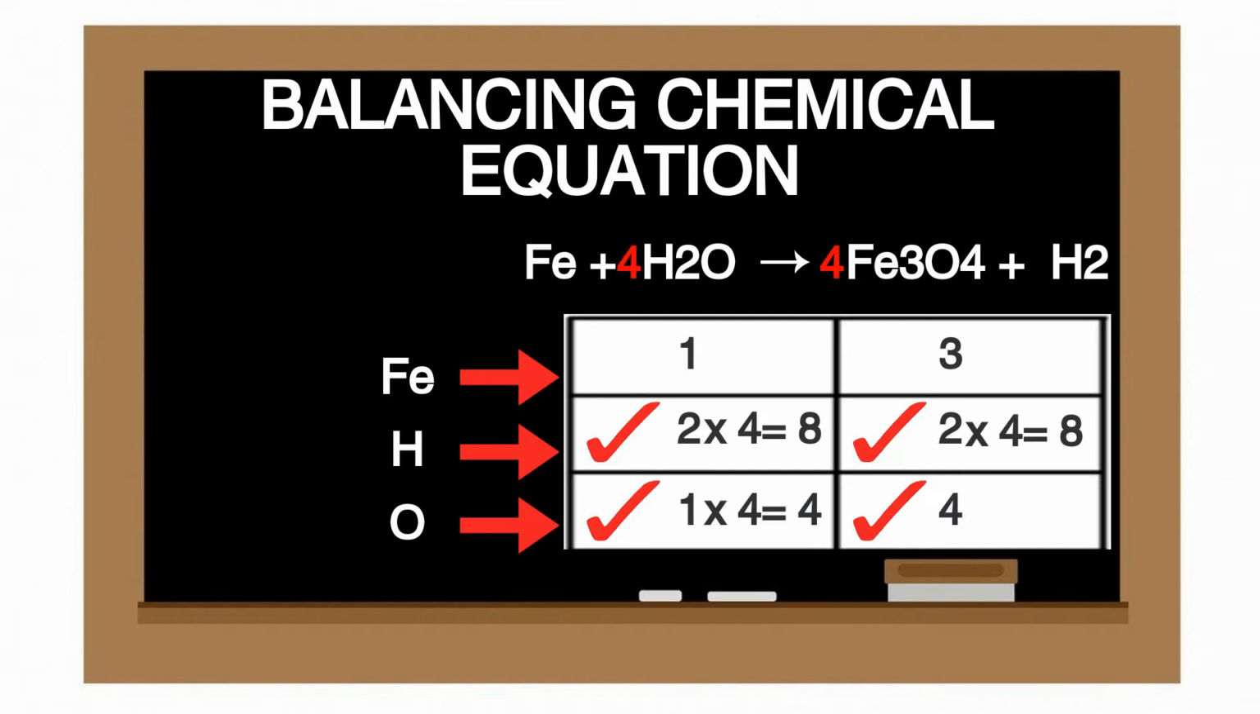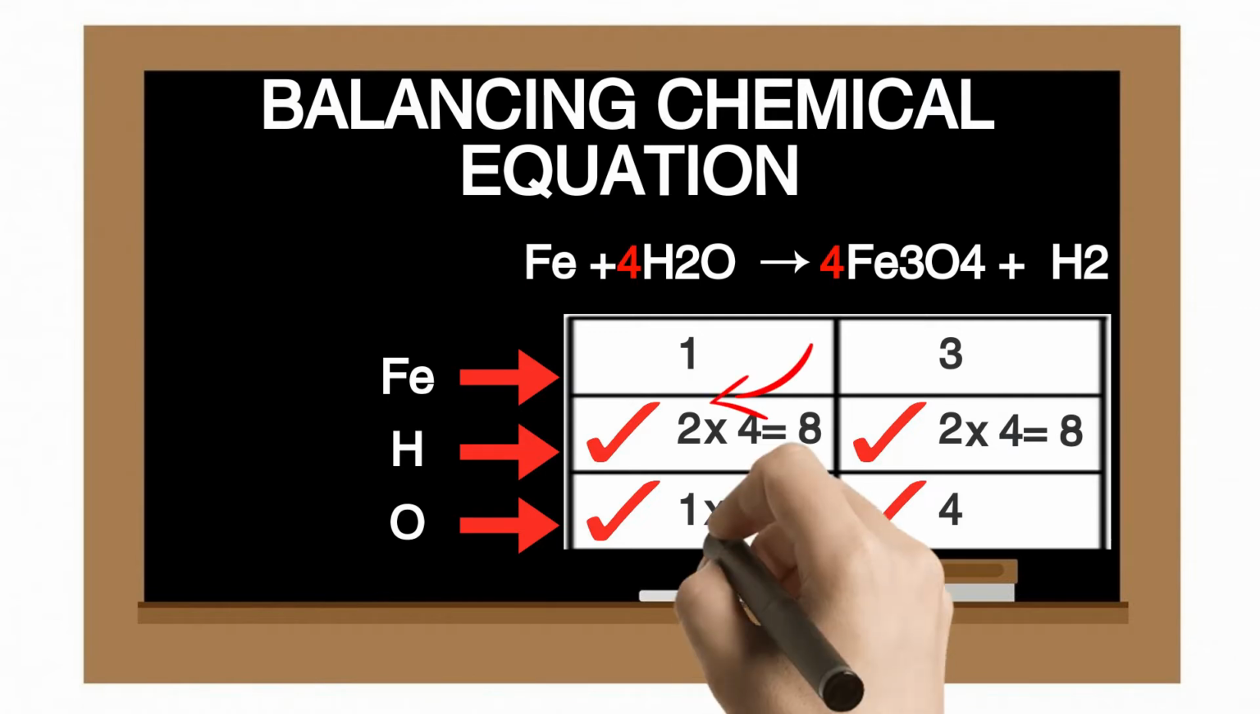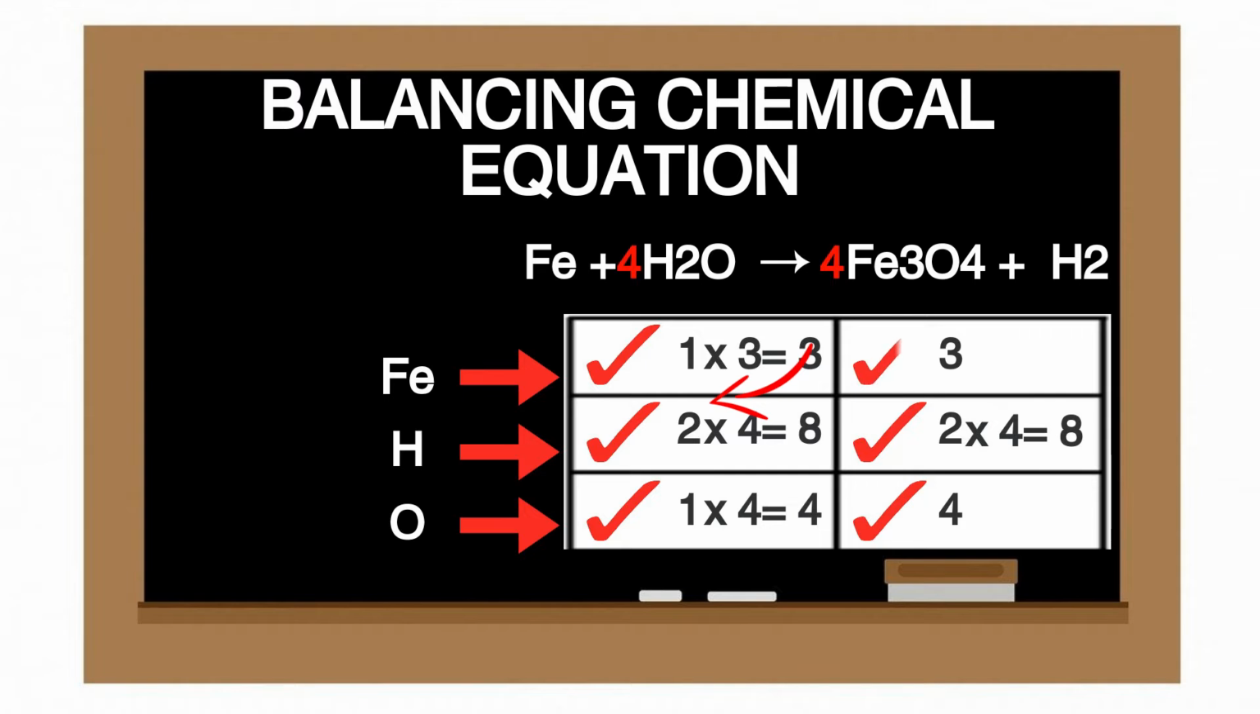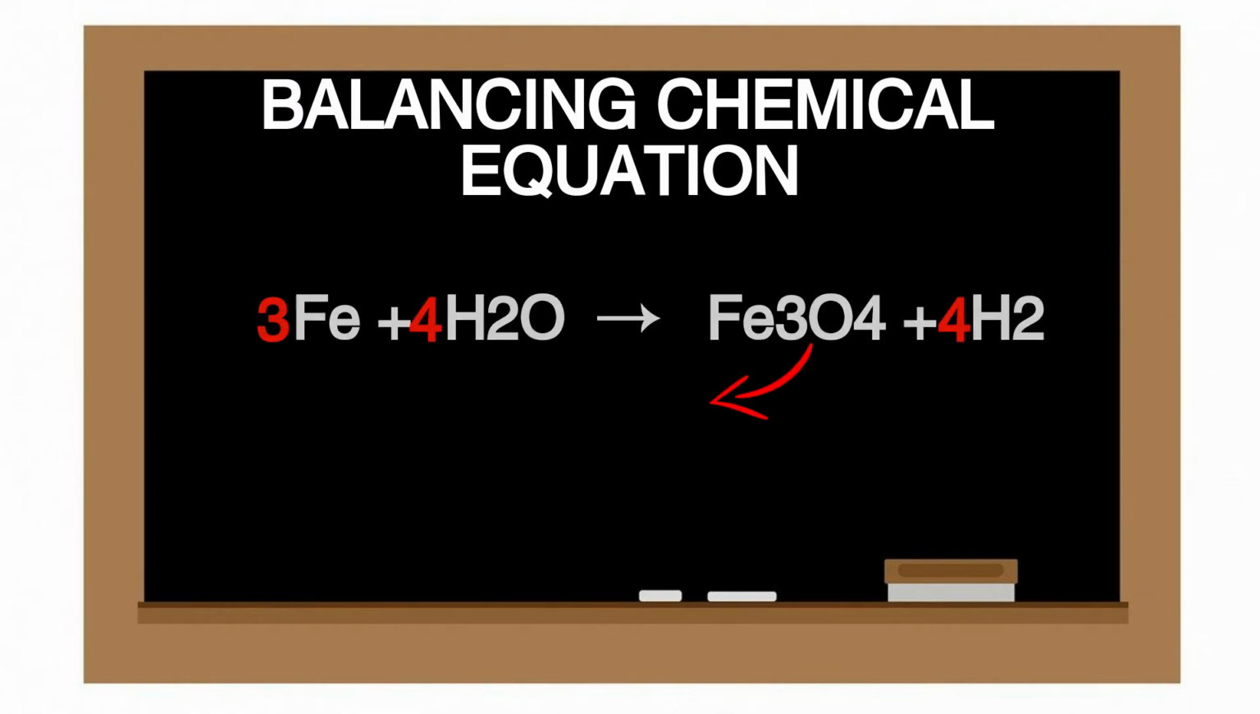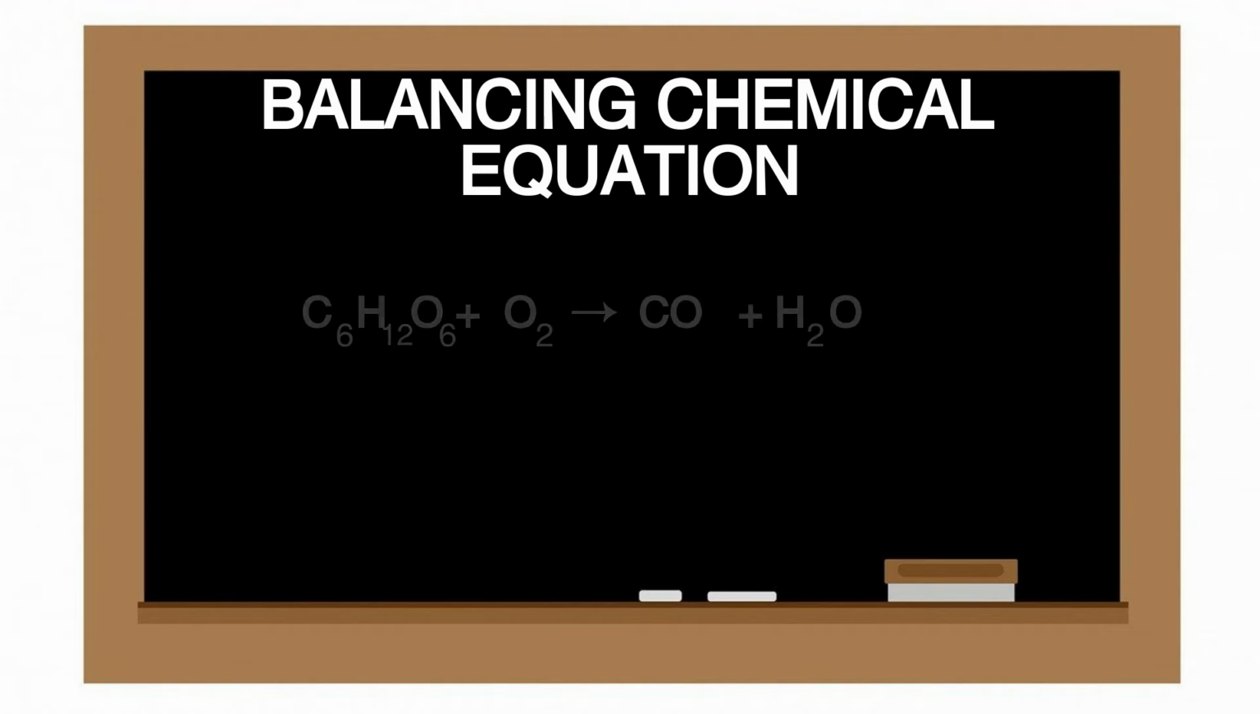Now let's balance it. The number of atoms of iron in reactants is 1 and in product it is 3. So on the reactant side, we will multiply it with 3 so that it would get balanced. The whole equation is balanced and we get 3Fe plus 4H2O gives out 4Fe3O4 plus H2.